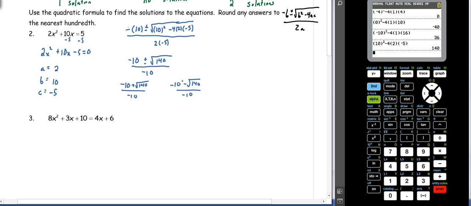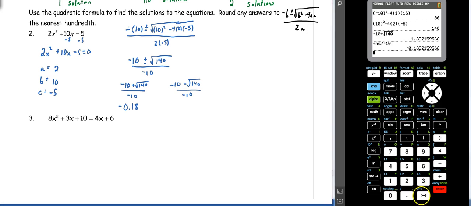So in the calculator, remember, do the numerator first and then the denominator. So we have -10 plus the square root of 140, and then we're going to divide by the denominator. When I round to the nearest hundredth, I get -0.18. And we're going to do that one more time. Negative 10 minus the square root of 140, divided by the denominator, will get us -5.18.